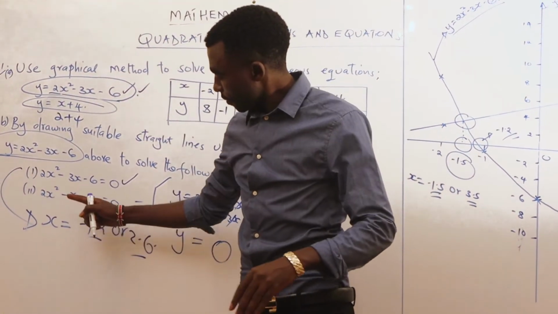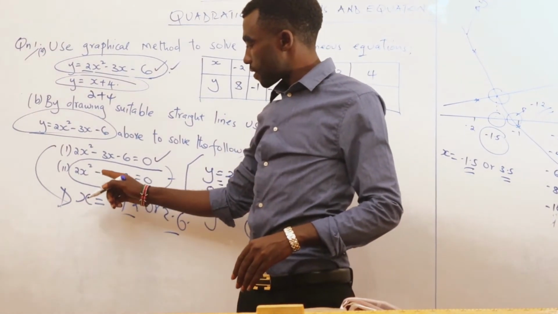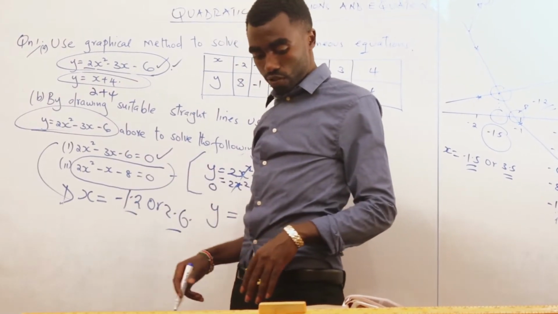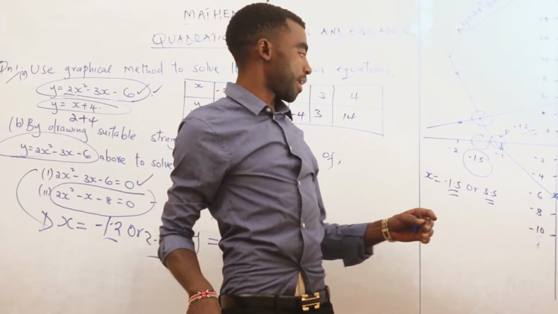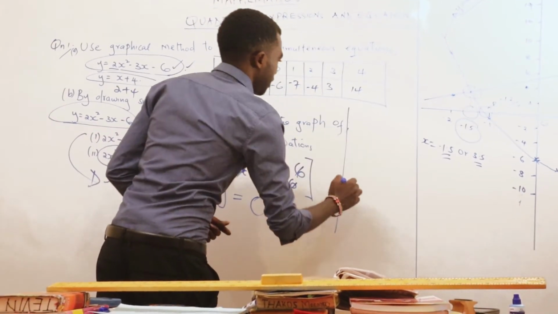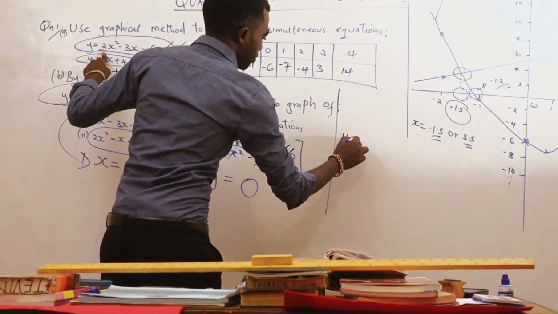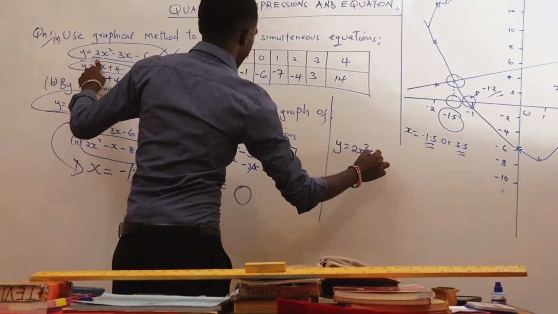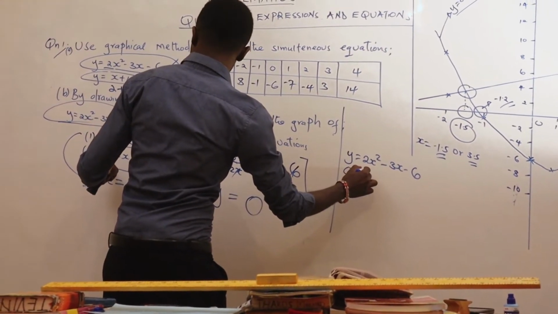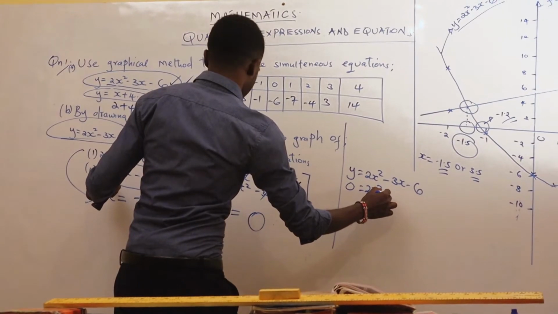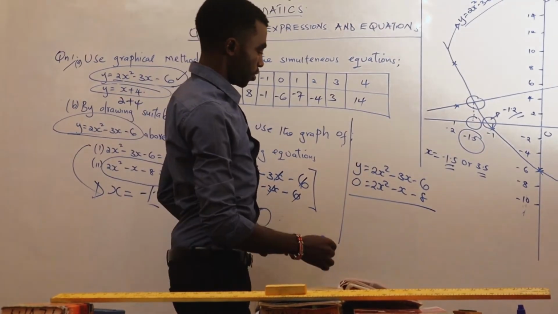Then finally, we have the final equation there: 2x squared minus x minus 8 is equal to 0. The same formula we're going to use. You're going to use the reference equation of our curve. We subtract this equation, so we can plot it here. Our equation was y is equal to 2x squared minus 3x minus 6. Now we subtract this equation: 0 is equal to 2x squared minus x minus 8. You subtract those two equations.